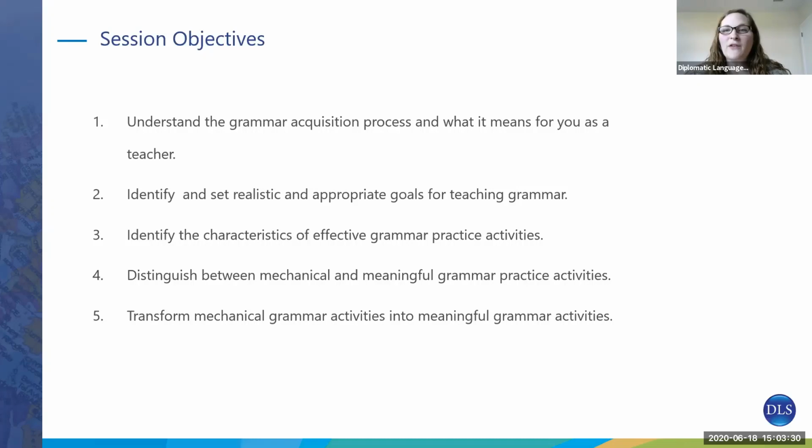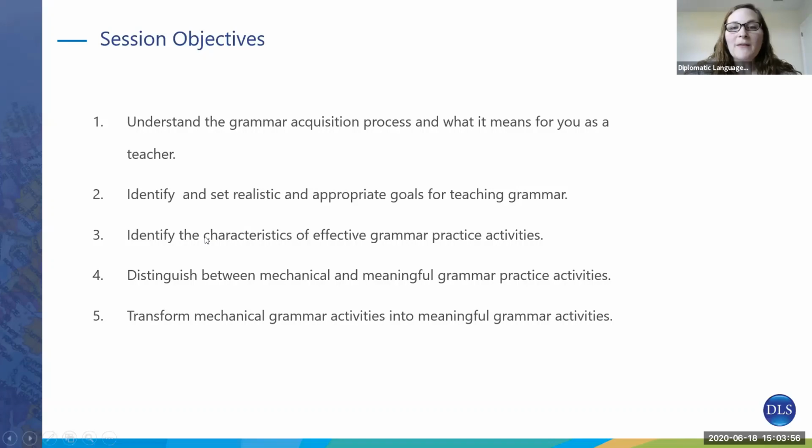understand the grammar acquisition process and what that means for you as a teacher. So there are some things that affect what you do in the classroom. And so having a solid understanding or reviewing that is what we're going to do first. Then we're going to talk about realistic and appropriate goals for teaching grammar. What can you realistically expect from your students?